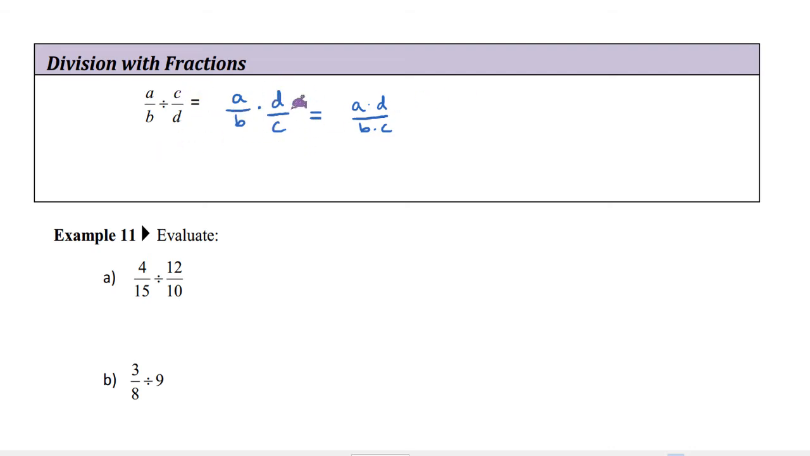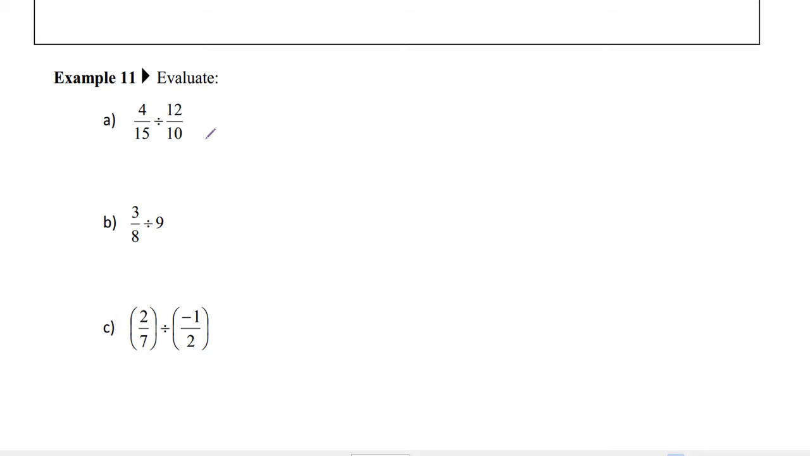Let's just do a few examples together. If you have 4 over 15 divided by 12 over 10, then we'll write that as 4 over 15 times 10 over 12.